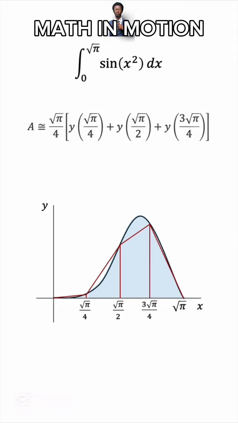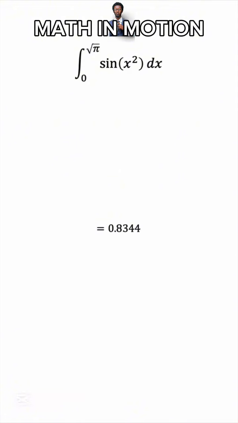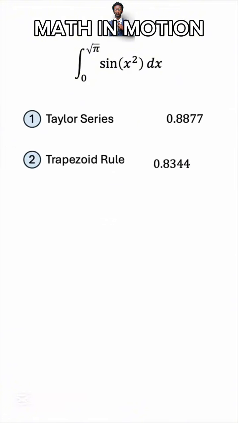We'll have root pi over 4 times the function evaluation at these 3 middle points. Luckily, the first point and last point evaluate to 0, so that makes our life easier. Substituting, we get the following, and this evaluates to approximately 0.8344. So this is the result using the trapezoid rule.